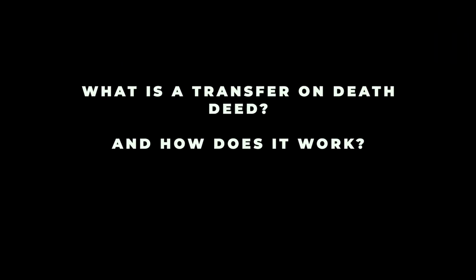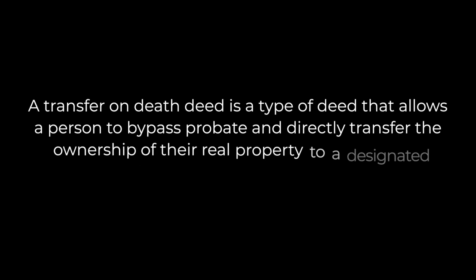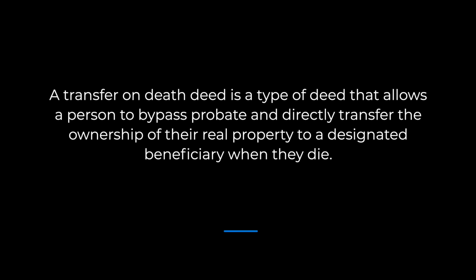Let's start with the basics. What is a transfer on death deed and how does it work? Typically, when a person passes away, their properties and assets go through the probate court before they can be dispersed to the rightful heirs. It can be a very long and complicated process. A transfer on death deed is a type of deed that allows a person to bypass probate and directly transfer the ownership of their real property to a designated beneficiary when they die.